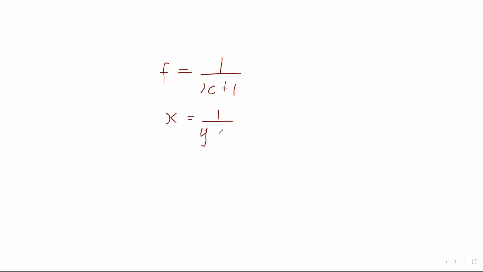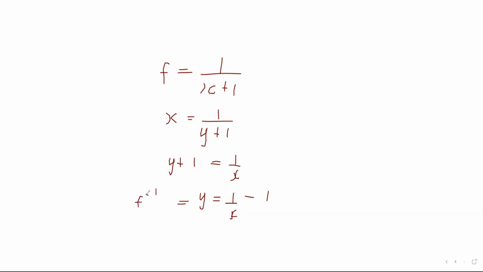And now we need to make y the subject. So to make y the subject, we get y plus 1 is equal to 1 over x. Then we subtract 1 from both sides to say y is equal to 1 over x minus 1. Now remember, y right here is f inverse. So this is now f inverse.